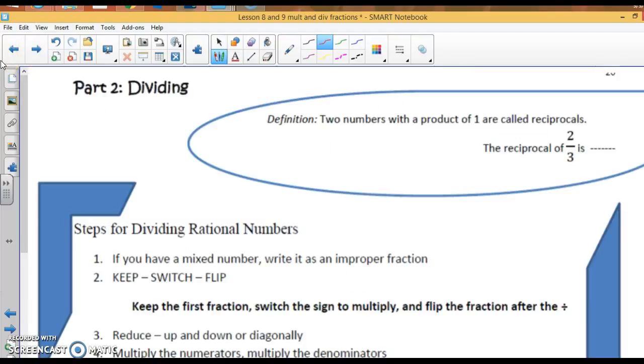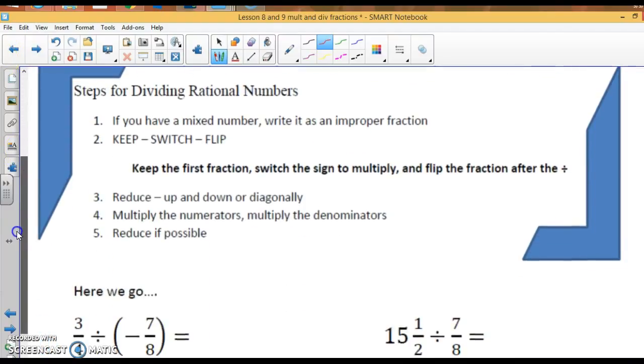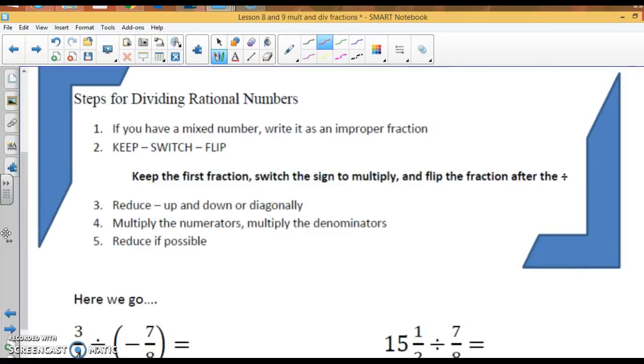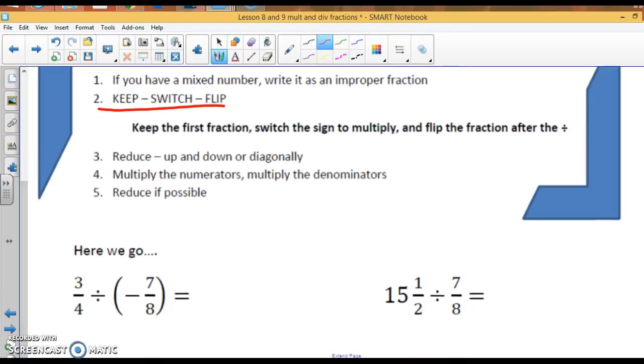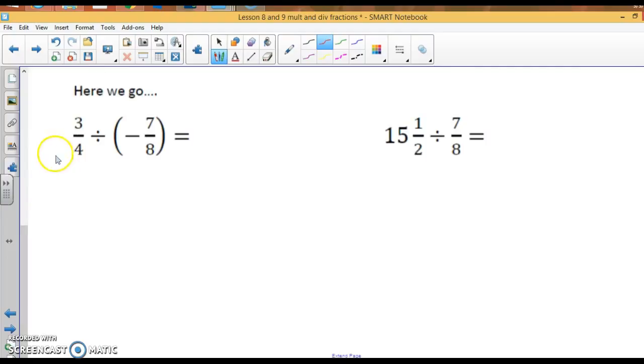All right, let's take a look at dividing. Dividing is the same as multiplying by the reciprocal. Okay, multiply by the reciprocal. We like to say keep, switch, flip. So let's take a look at this first example. 3/4 divided by negative 7/8. As soon as you see a dividing fraction, you think that is multiplying by the reciprocal.